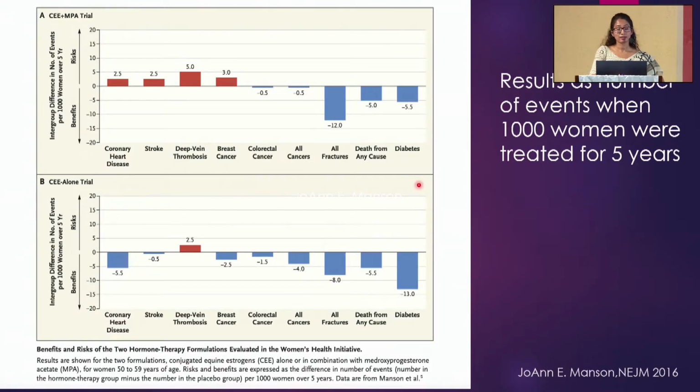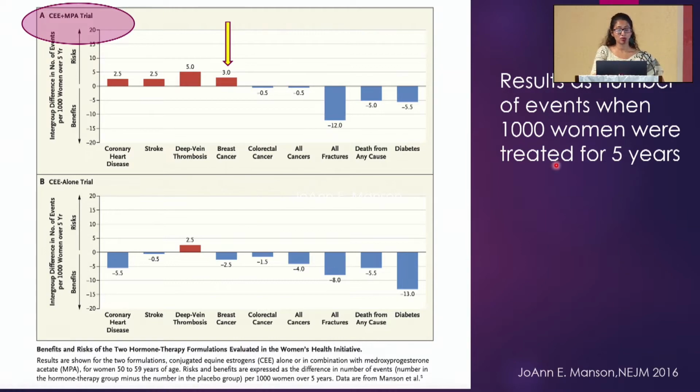But if you look at these numbers as an absolute number, in the combination arm, if you treat 1,000 women with menopausal hormone therapy combination for 5 years, you will cause 3 additional breast cancers. So you have to remember that this population was not screened prior to this for the risk of breast cancer. So if you evaluate these patients for the 5-year risk of breast cancer and then start menopausal hormone therapy, you can reduce this number even further. And you have to remember that this is 1,000 women treated for 5 years and 3 breast cancers. So that is quite small.